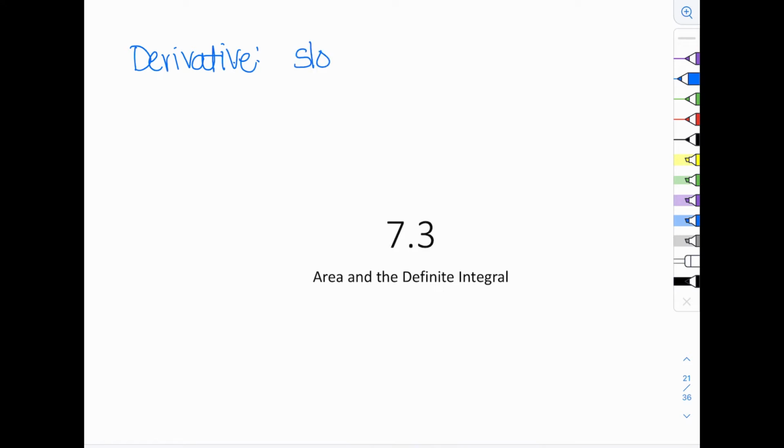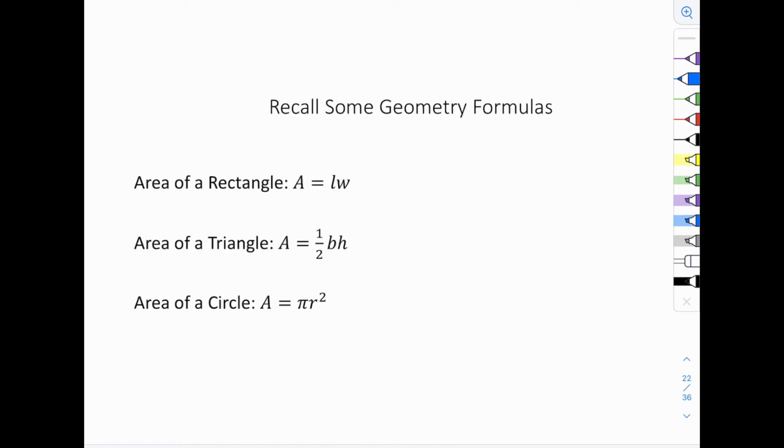And the derivative is essentially the slope, or how something is changing. With an integral, we're actually looking at area. So we can use integrals to find the area of things. Since we are going to be talking about area in this section, these are a few area formulas that we're going to use: area of a rectangle, area of a triangle, and area of a circle.